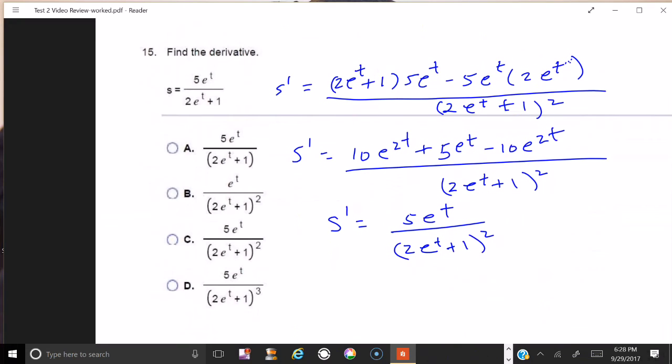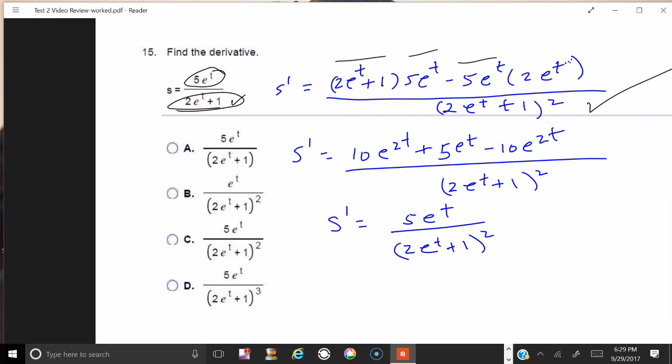This is almost an identical problem to one of the first ones. I should have probably not even picked it out. It's another quotient rule problem in which you take the denominator times the derivative of the numerator, which is just 5e to the t, minus the numerator, which is 5e to the t, times the derivative of the denominator, which is 2e to the t, divided by the denominator squared.